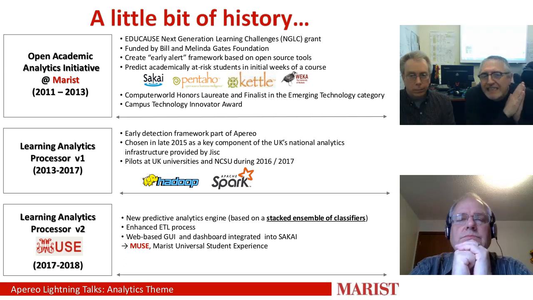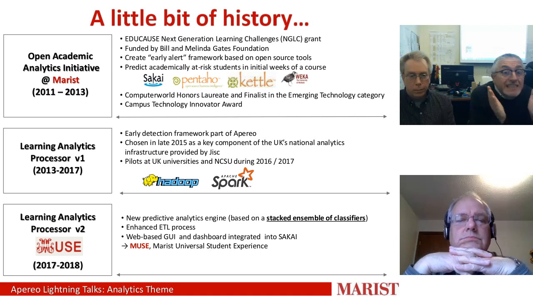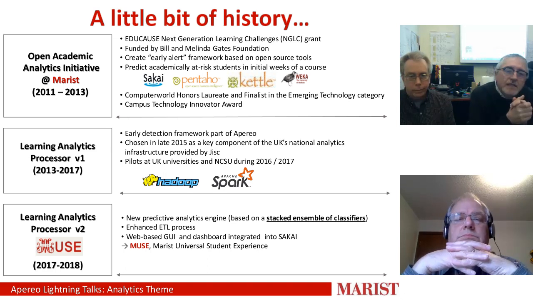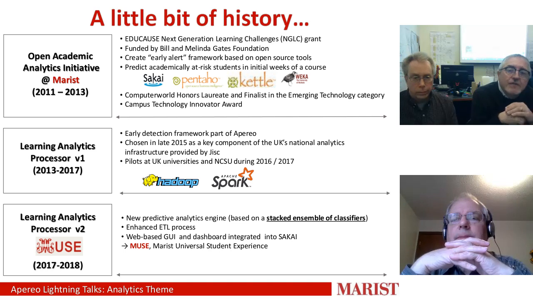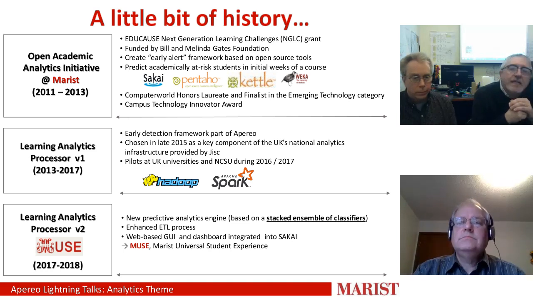We started this a number of years ago with what was called the Open Academic Analytics Initiative, a project that was sponsored by EDUCAUSE through its NGLC grant, and it was funded by the Bill and Melinda Gates Foundation. The idea was to create an early alert framework that would allow us to detect students early on in the semester that were at risk of failing or doing poorly in the course. The twist here was to develop this in a fully open source ecosystem, which is what we did.